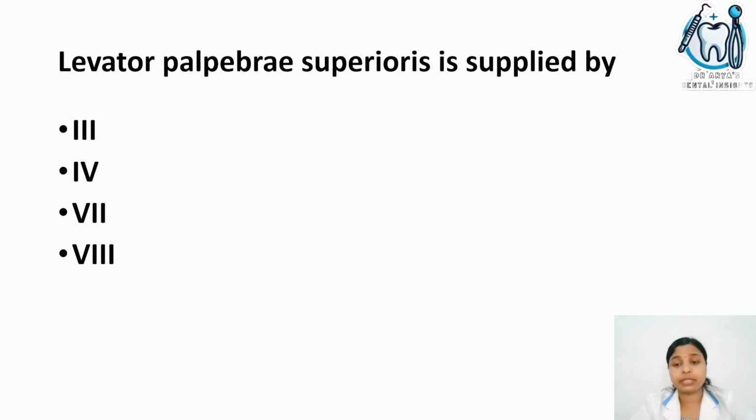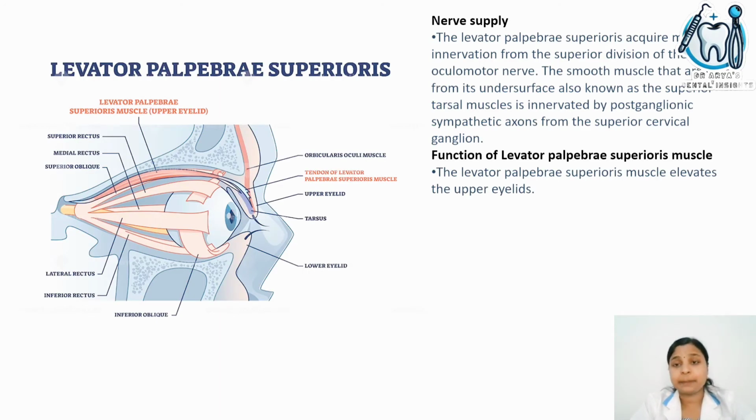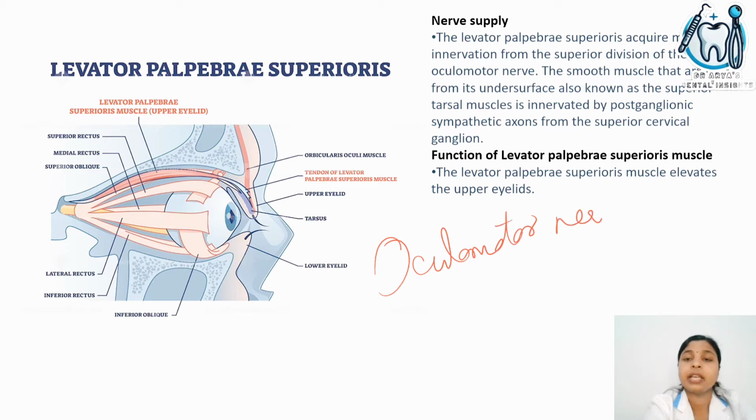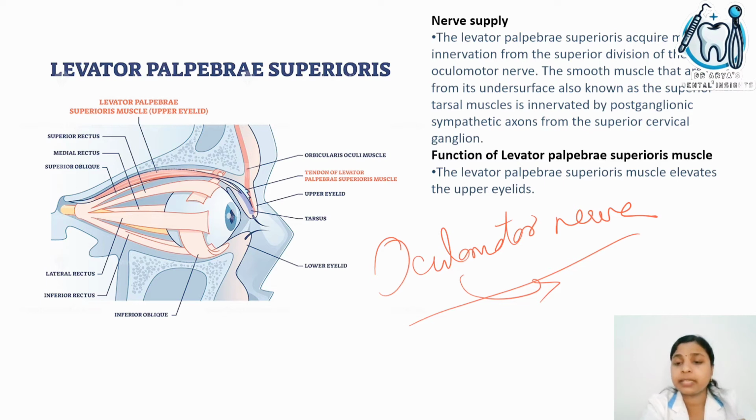Levator palpebrae superioris is a muscle of facial expression, but it is supplied by the oculomotor nerve. All other muscles of facial expression are supplied by the facial nerve. That is the most important point to note. Then, which are the other muscles supplied by the oculomotor nerve?